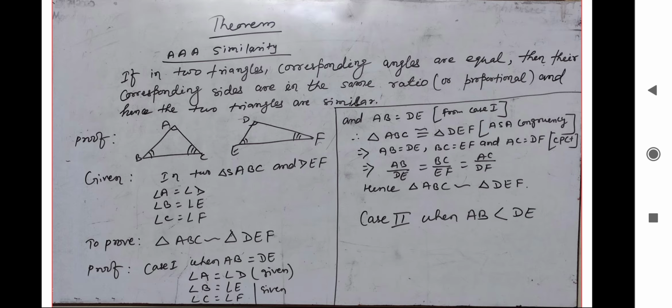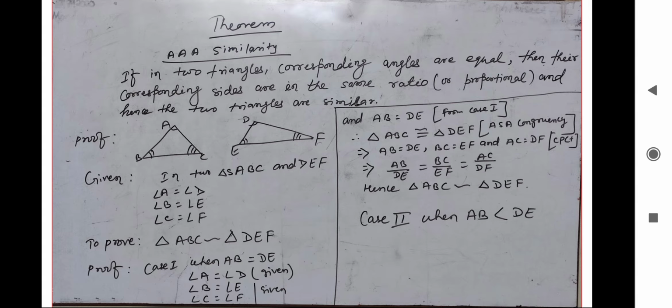Angle A equal to angle D. Angle B is equal to angle E. And angle C is equal to angle F. It is given. According to case first, we have AB equal to DE. That means triangle ABC congruent to triangle DEF by angle side angle congruency, which we have studied in class 9.